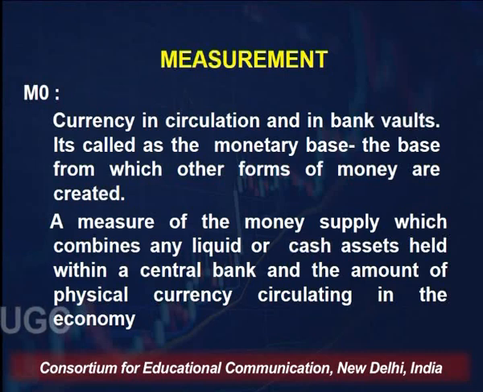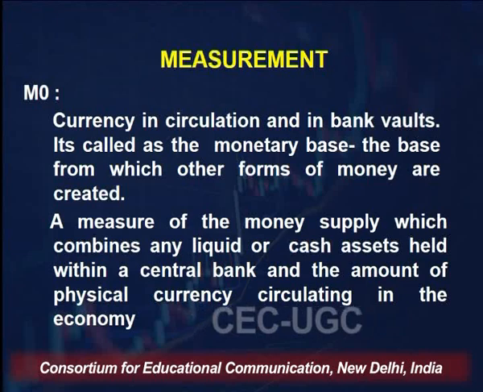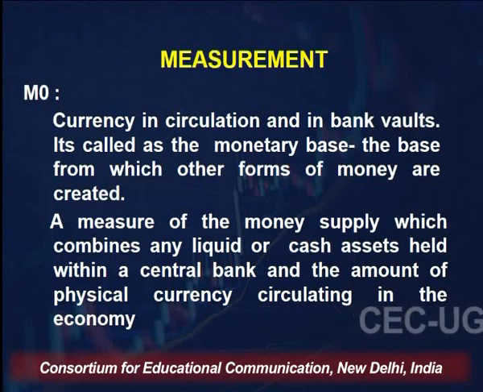Measurement is classified into various measures on the basis of function, so that effective predictions can be made about the likely effects on the economy or changes in the different components of money supply. So RBI has adopted 4 concepts of money supply. First, M0, that means currency in circulation and in bank vaults, and it is called the monetary base, the base from which other forms of money are created.